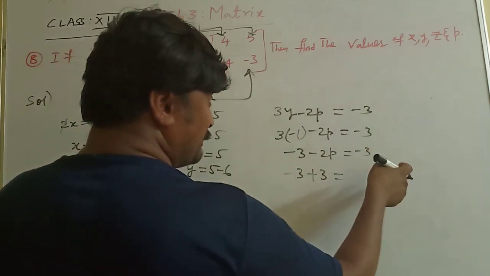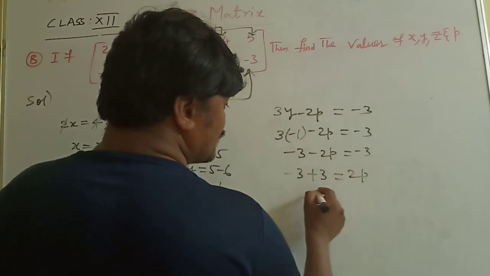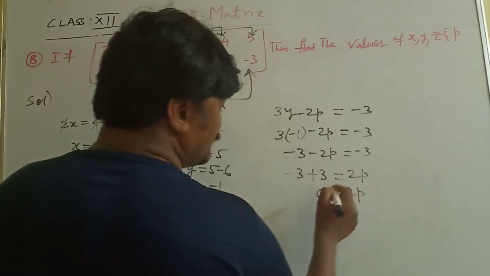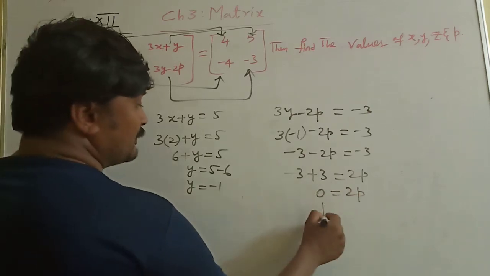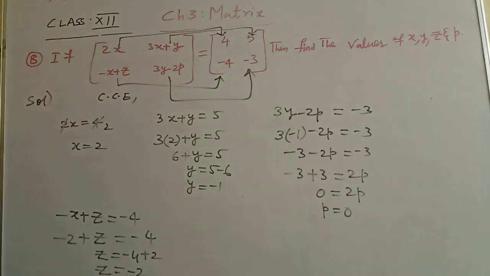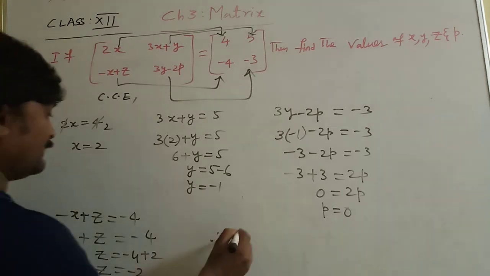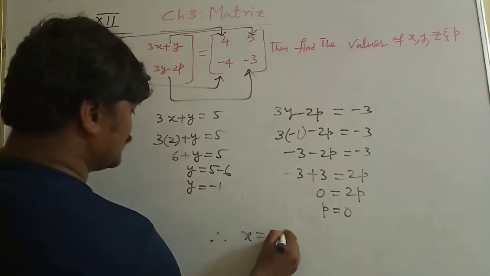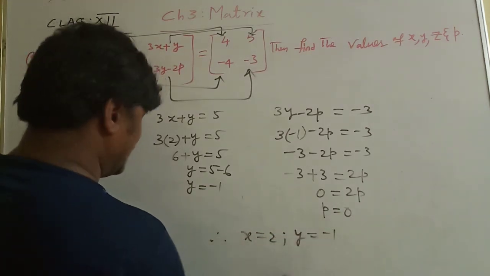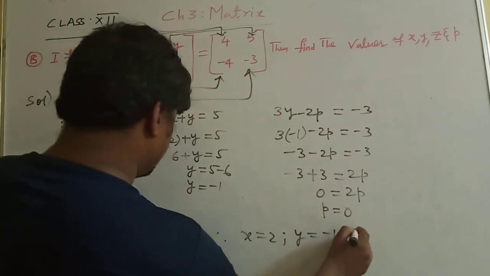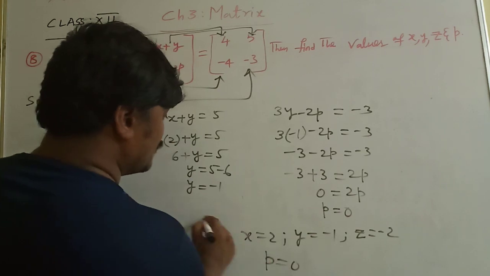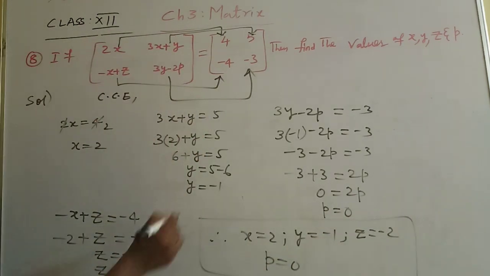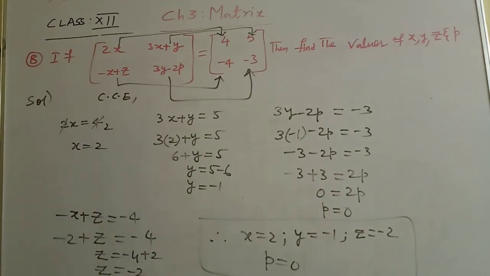Go to that side, what will happen? It is plus 2p. So 0 is equal to 2p, and multiplying comes to a division, 0 upon any number you get as 0. So p value is 0. So at last you can write, therefore x is equal to 2, y is equal to minus 1, z is equal to minus 2, and p is equal to 0. So this is about your problem number 8.